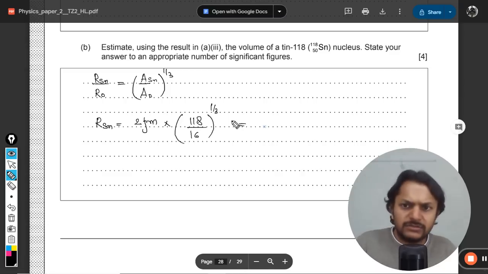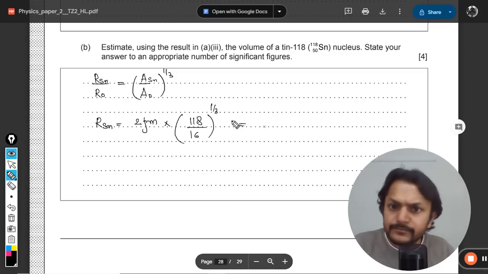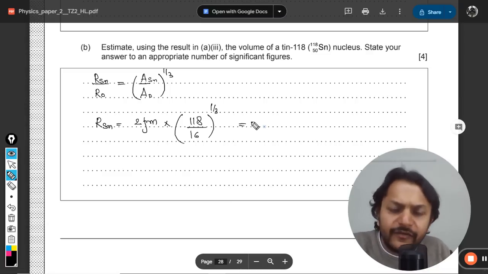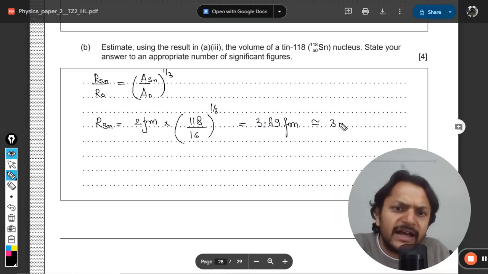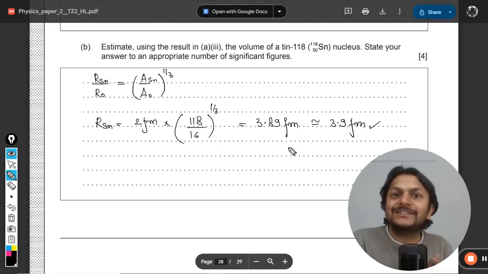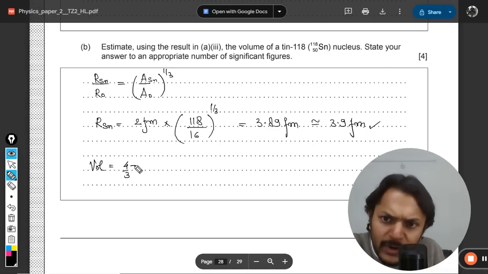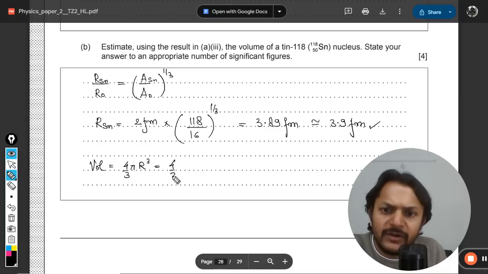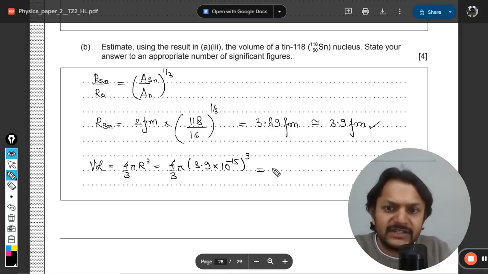And accordingly, just a moment. My answer is coming out to be 3.89 Fermi meter, which can be approximated as 3.9 Fermi meter. Okay, but the question is asking you to find the volume. So volume can be taken as 4 by 3 pi r cube. So it will be 4 by 3 pi 3.9 into 10 raised to the power negative 15 cube. And we will see what is this value now.